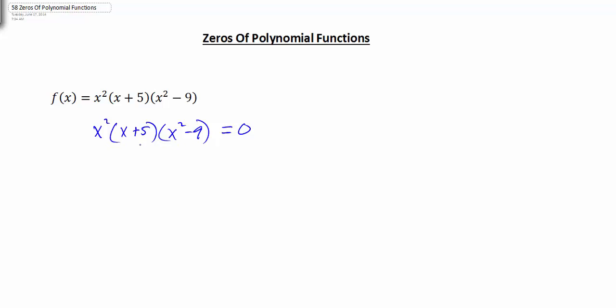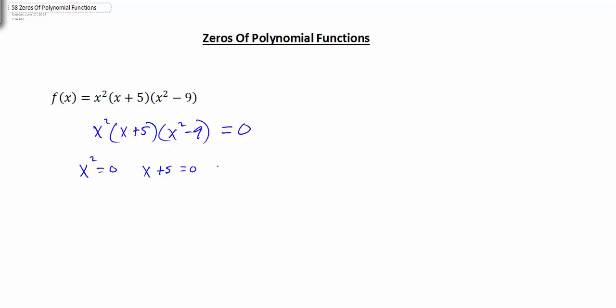Now here, don't make the mistake. A lot of people make a mistake here and multiply this out. But remember, if we're solving for x, we're in luck because the function is already factored for us. So all we have to do is set each factor equal to 0. We have x squared equals 0, x plus 5 equals 0, and x squared minus 9.